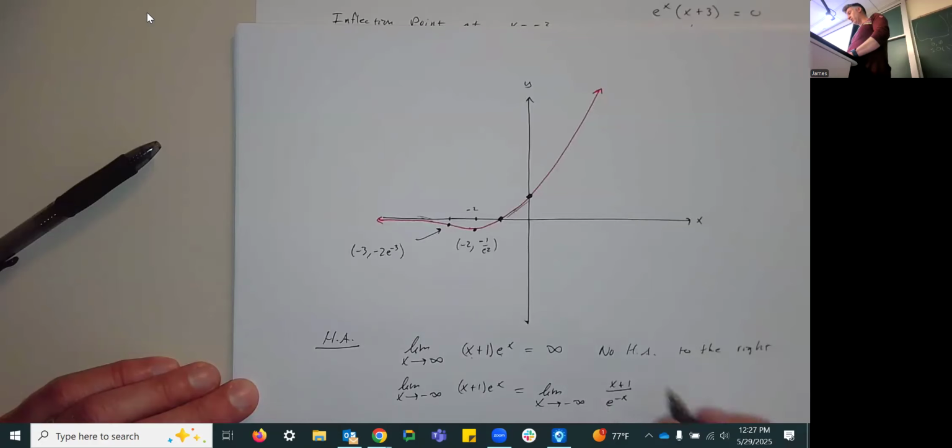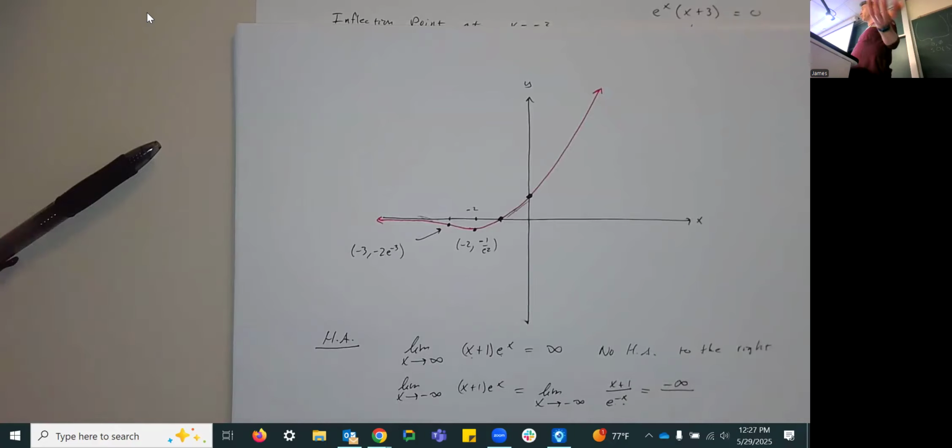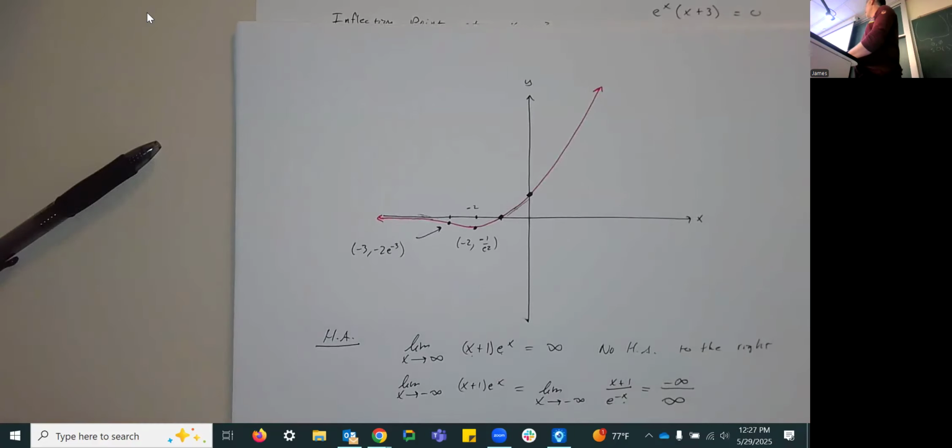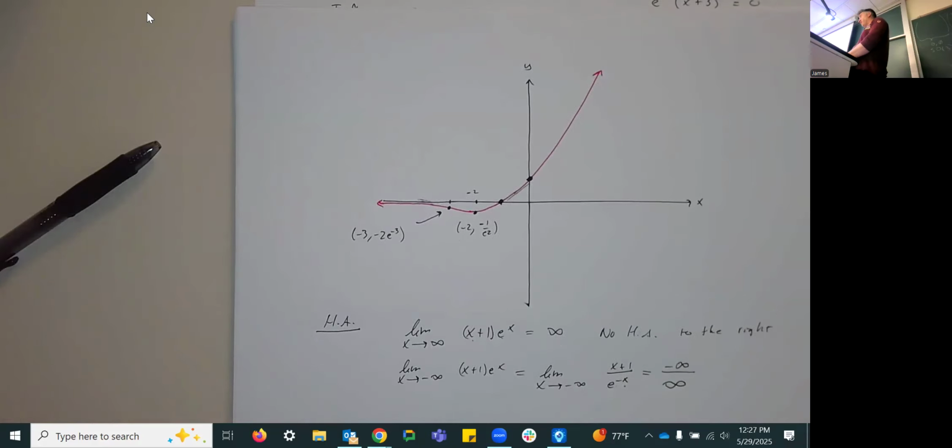So what's happening here is the numerator is getting really, really, really negatively big. I've got negative infinity plus 1. The denominator is also getting really, really big. E to the negative infinity is e to the infinity, which is a gigantic number. This is also very big. Now, you might be able to convince yourself, and I think we all can, that one of these infinities is much, much larger than the other.